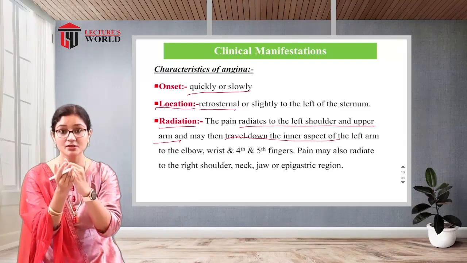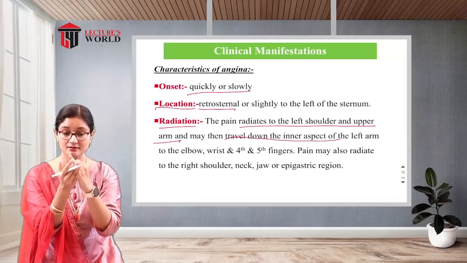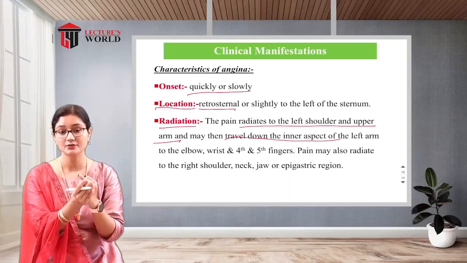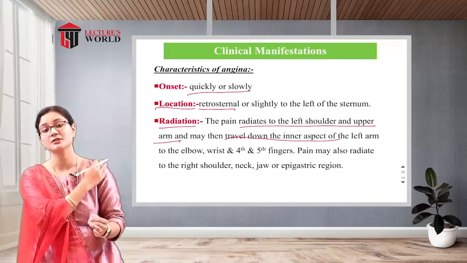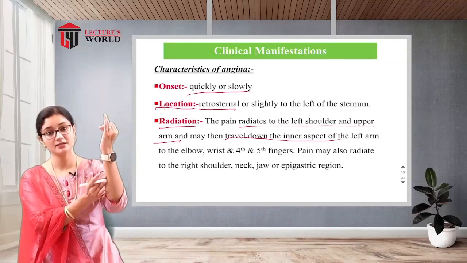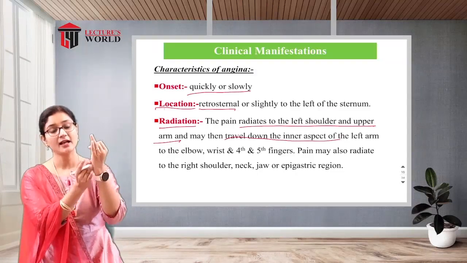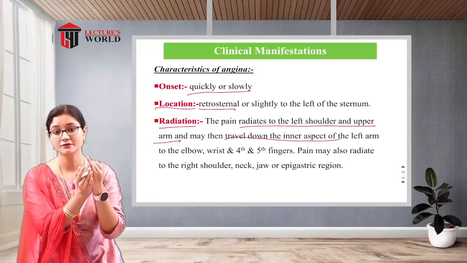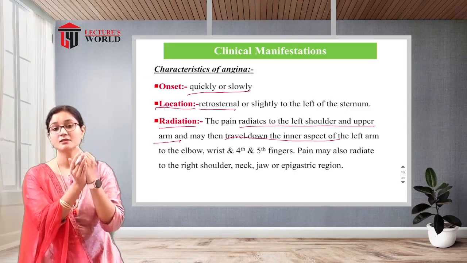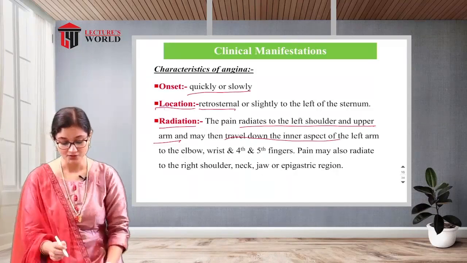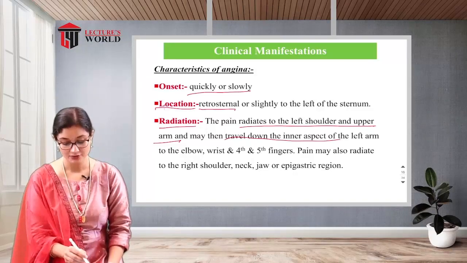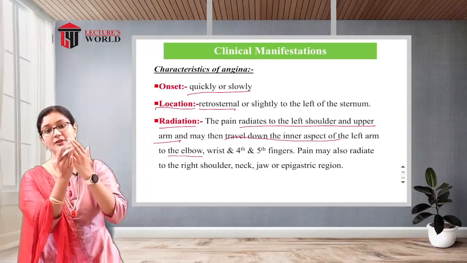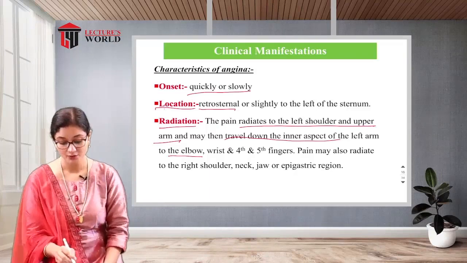This is a very important clinical manifestation of angina, so you should remember this. It radiates to the left shoulder, left upper arm, inner aspect, and can reach your last fingers, that is the fourth or fifth finger. This is an important clinical manifestation. So to the left arm, to the elbow, reaching in the inner aspect, elbow, wrist, and your last two fingers, that is the fourth and fifth finger.